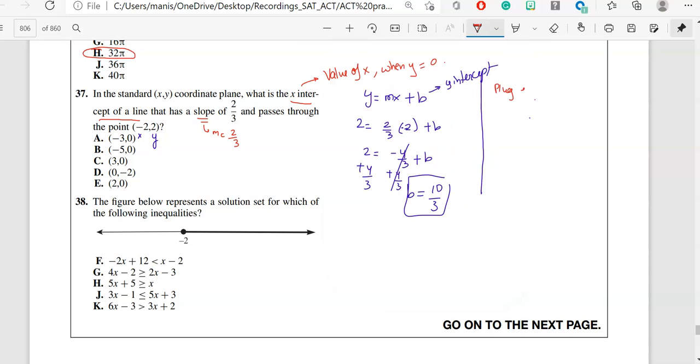I will plug in the values of y. Now do keep in mind, we are looking for the value of x, or the x-intercept. So the value of y we will substitute as 0, the value of m we will use here is 2/3, and the value of b, that's the y-intercept, is 10/3.